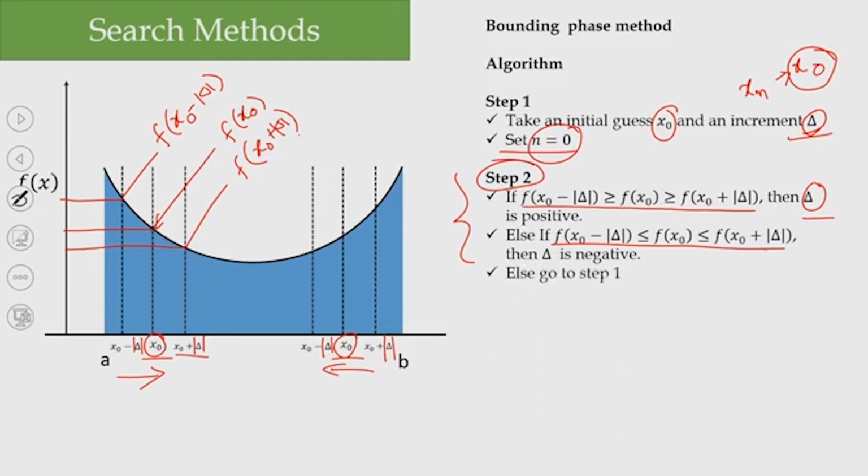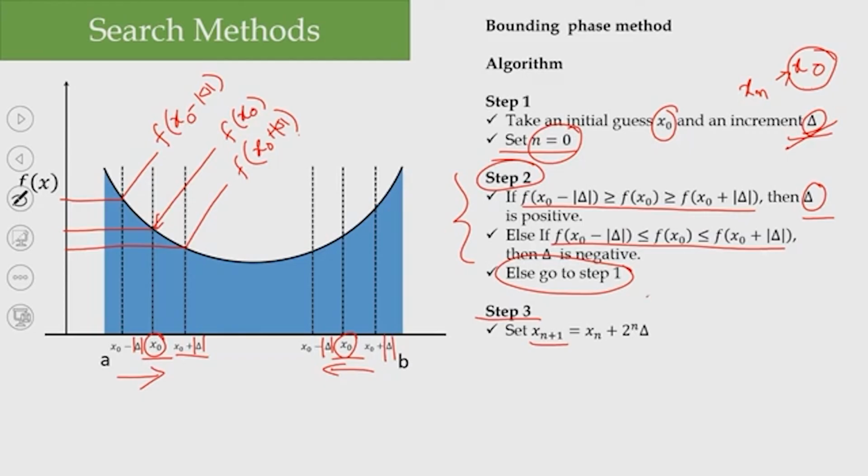So, if none of this is satisfied, then go to step 1. You find a different value of x naught or a different value of delta. So, probably you are not taking an appropriate value of delta, so you choose some different values of x naught and delta.